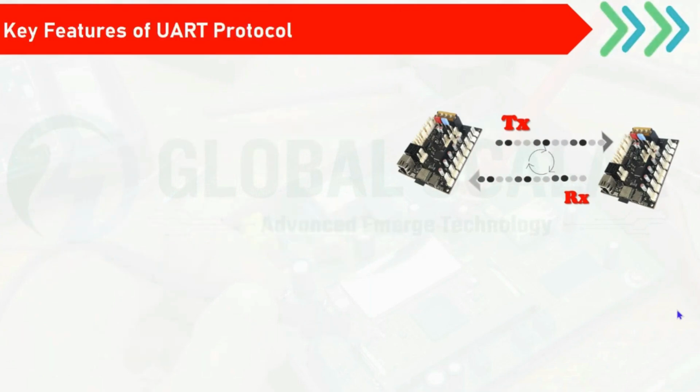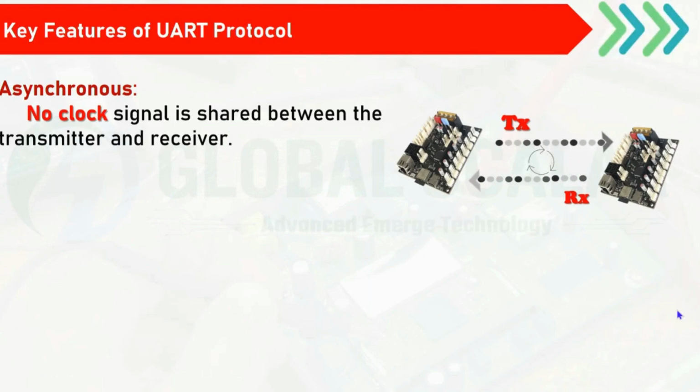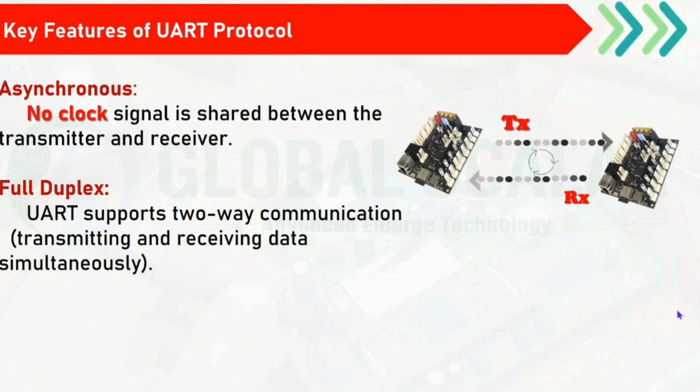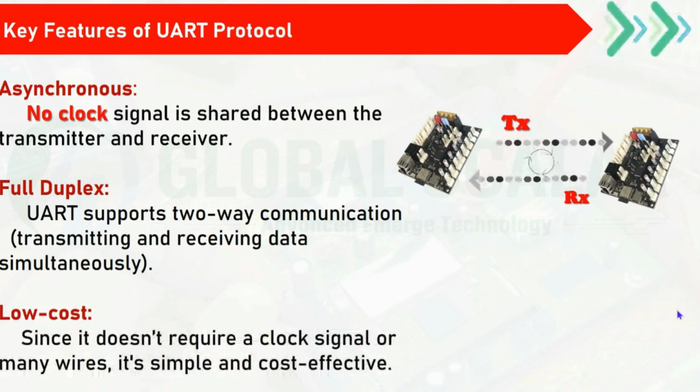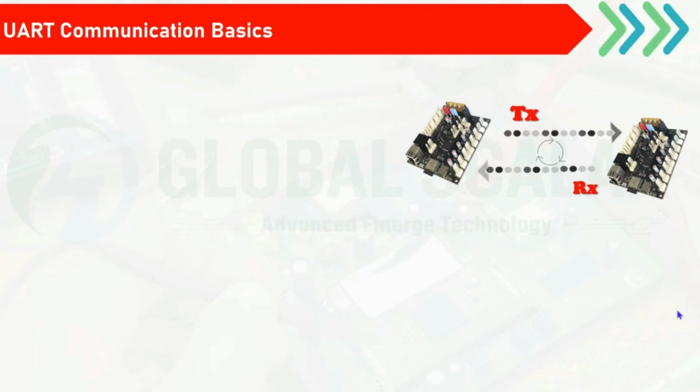The key features of the UART protocol: it is asynchronous. Here, it depends upon the clock, and no clock signal is shared between the transmitter and receiver. It is full duplex. UART supports two-way communication, transmitting and receiving data simultaneously. It is low cost since it doesn't require a clock signal or many wires. It is simple and cost effective.